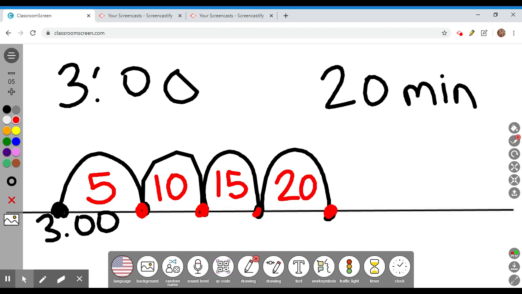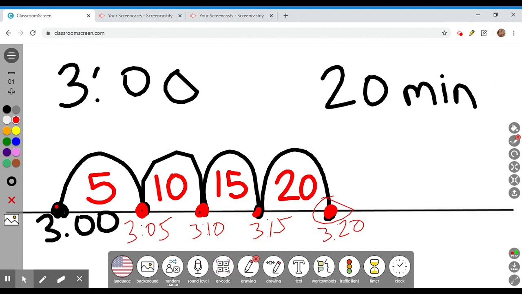And again, you can see each of those points on the number line represent a time. So this first point would be 3 o'clock. This time would be 3:05. This time would be 3:10. This time would be 3:15. And this time here would be 3:20. So you can see our ending time would be 3:20.